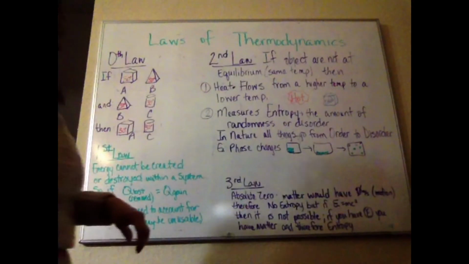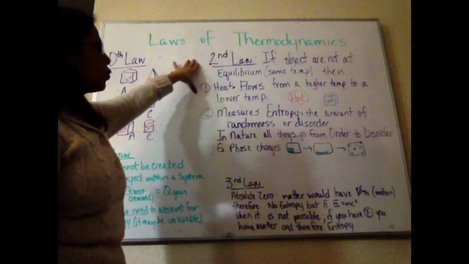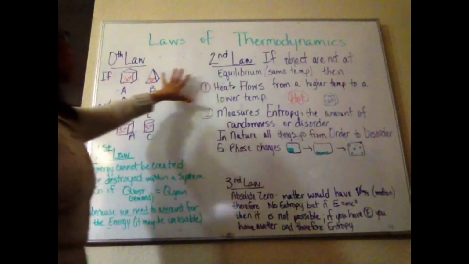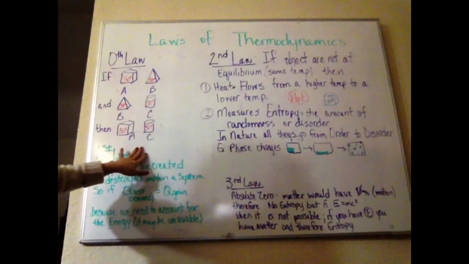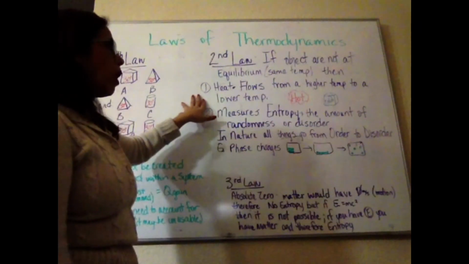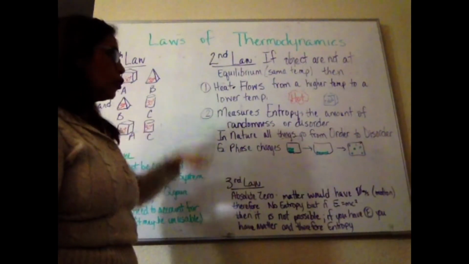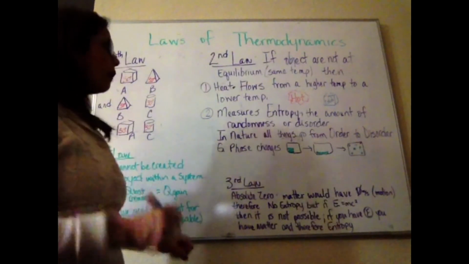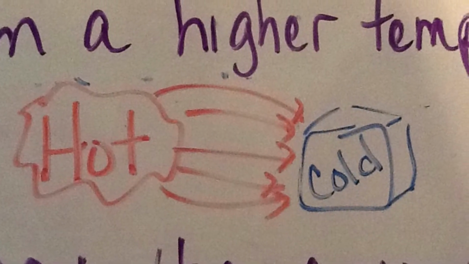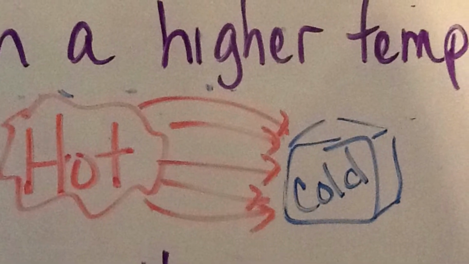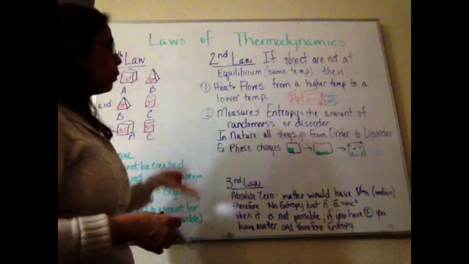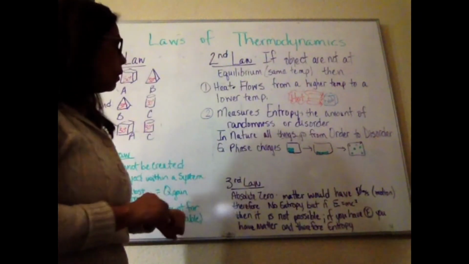And the second law of thermodynamics deals with objects that are not at equilibrium. So if they're not following this thing here, what happens to it? Well, then we know that heat travels from a hotter or a higher temperature to a lower temperature. So if we have something hot, the heat transfers to the object that is cold. And this continues until both of them meet equilibrium or the same temperature.